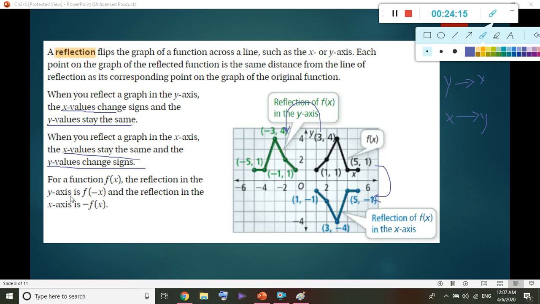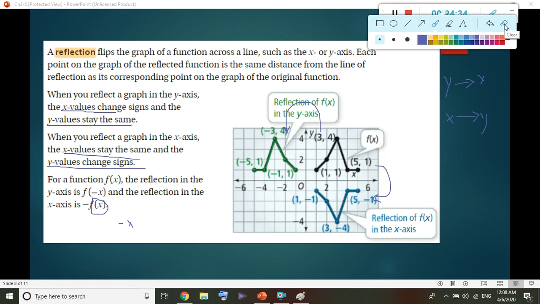So again, when you reflect about the y-axis, it means the x itself is going to change, so the x is going to be negative. Here, when you reflect about the x-axis, it means the y is going to change. So all of this is y, right? F of x is y, so it's going to be negative y, or negative f of x.